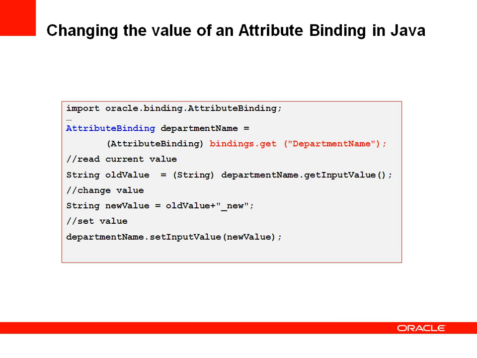So I call bindings.get departmentName, and that gives me an instance of AttributeBinding. Then all I do is I get the old value, append it with a dash or with an underline, and then I write it back. So I change the value in the binding layer, and I do this dynamically. So I can change the value underneath in the model.